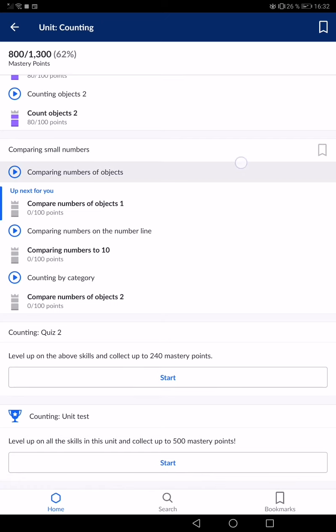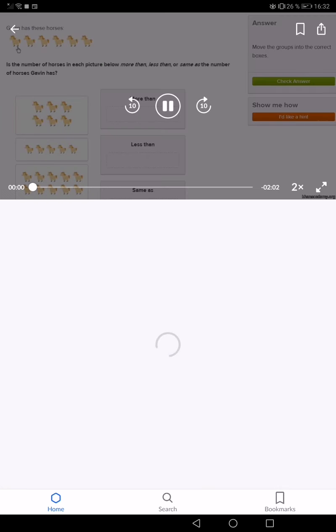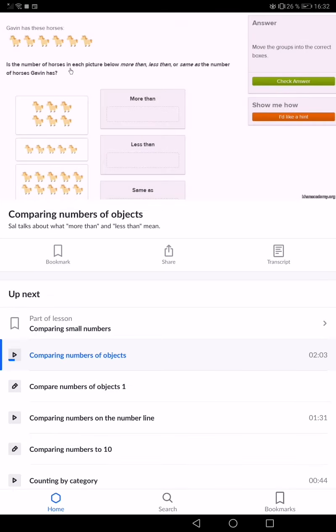Comparing numbers of objects. Gavin has these horses. Is the number of horses in each picture below more than, less than, or the same as the number of horses Gavin has? So let's first look at how many horses Gavin has. He has 1, 2, 3, 4, 5, 6 horses. Okay, so let's remember that. Let's compare each of these amounts of horses to the 6 horses that Gavin has.